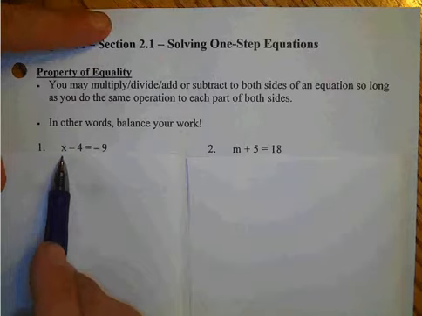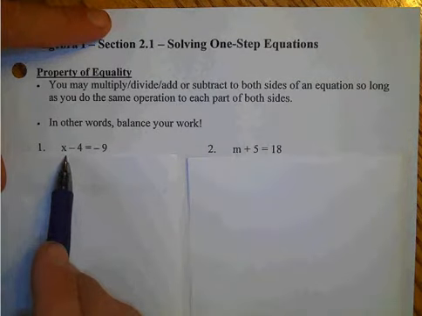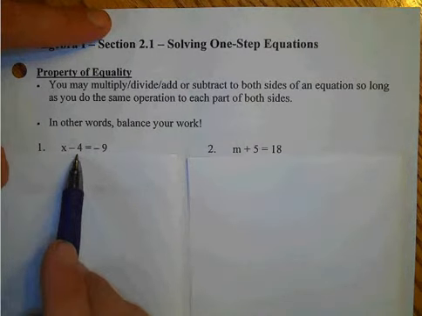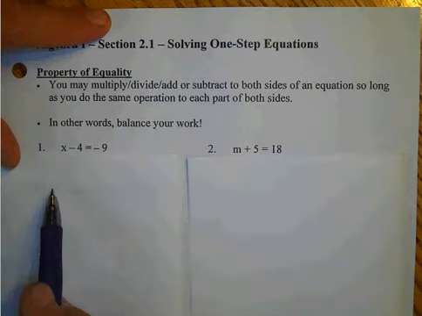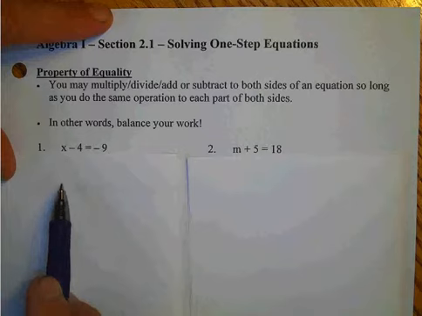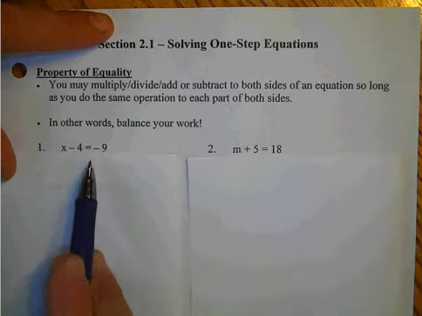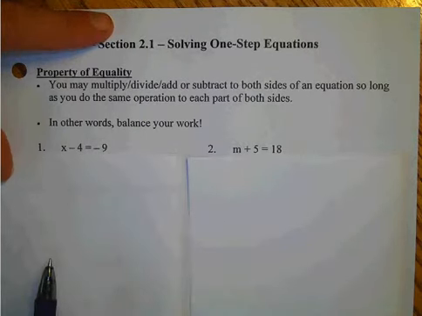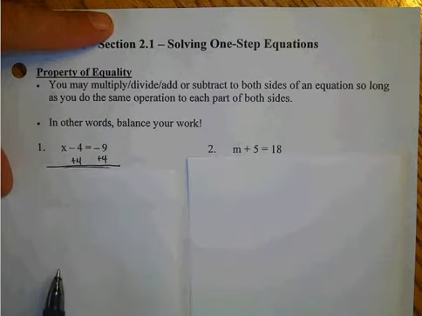And to do that, we undo the problem. So to undo a minus 4, we're going to add 4. Now, just like when you're passing out candy to someone or a group, you have to add 4 to both sides of the equation to make sure it's balanced, just like a seesaw. So here I show adding 4 to both sides.